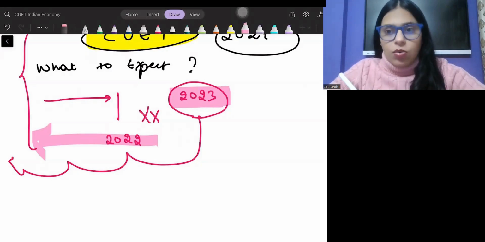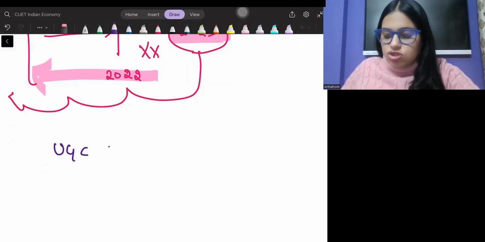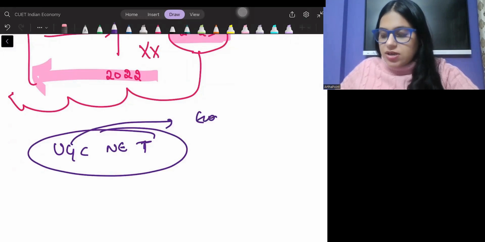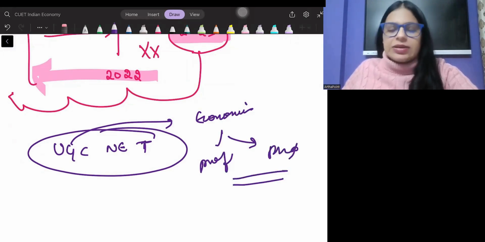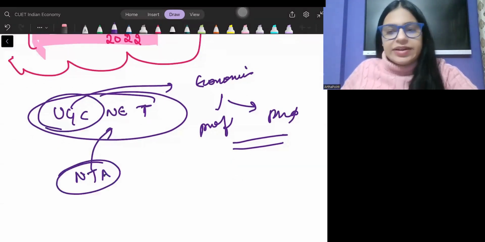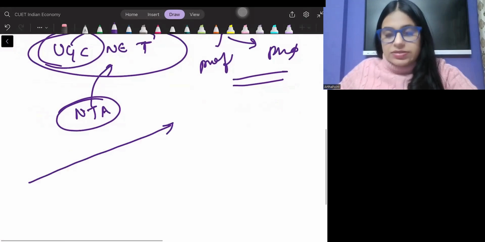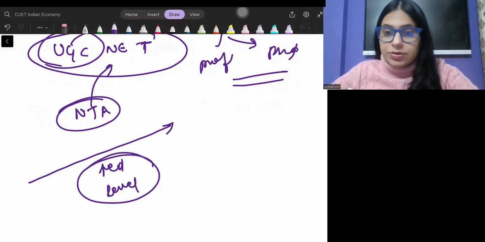Okay. Now, beta, you need to also see that everybody has heard of the paper called UGC NET. This NET paper used to be conducted for economics for people who want to either become a professor or who want to do a PhD, NET and JRF. This paper was also conducted earlier by UGC and then by NTA. If you notice, with time they have increased the level of this NTA NET paper.